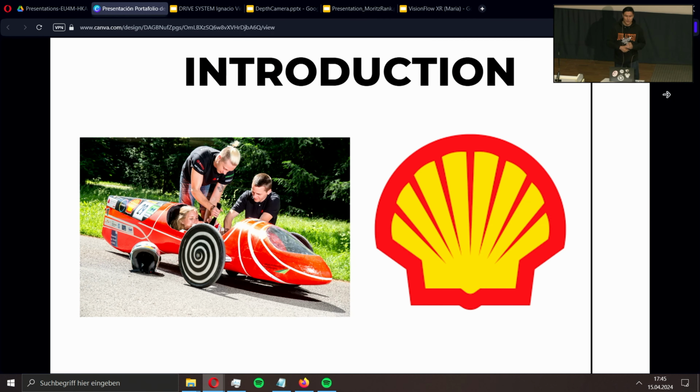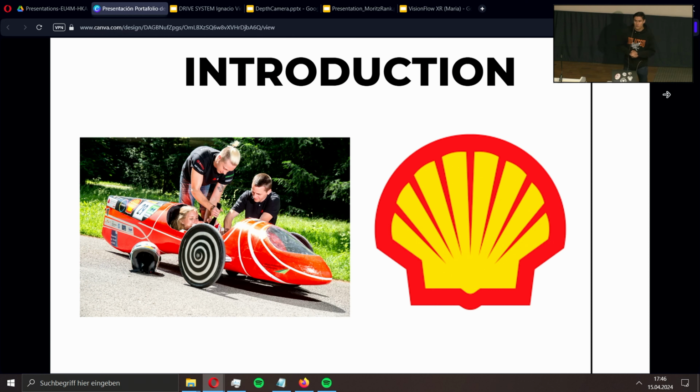I think this really known brand is Shell. It's a British company that produces hydrocarbons. And they decided to create this competition to test the students from different universities to develop the most efficient car possible. The goal itself is to produce a vehicle that has to accomplish certain guidelines, mainly safety guidelines, and it has to travel the most distance possible with just 1 liter of gasoline.